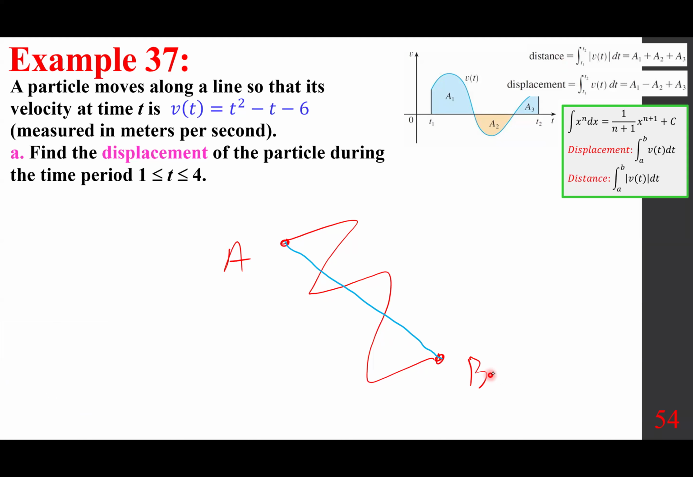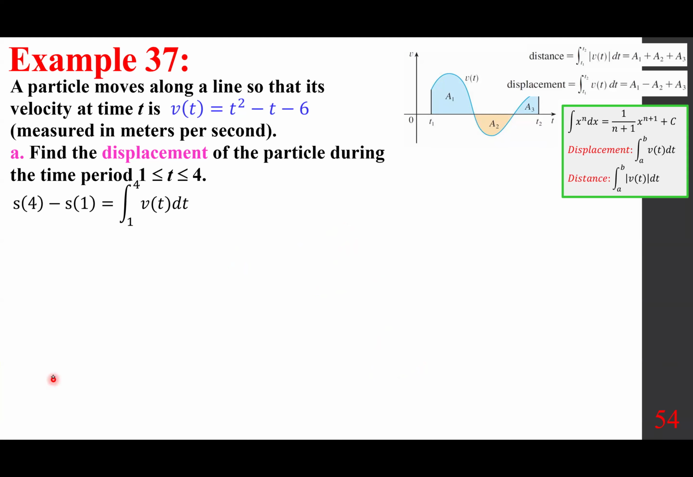So for this one, we want s of 4 minus s of 1, and we want the integral of v of t dt, which is simple. So I'm going to erase my work, plug in, and this is 1/3 t cubed. This is minus 1/2 t squared. This is minus 6t. And by now, you know how to evaluate it. Plug in 4, plug in 1, and we end up with negative 9/2.